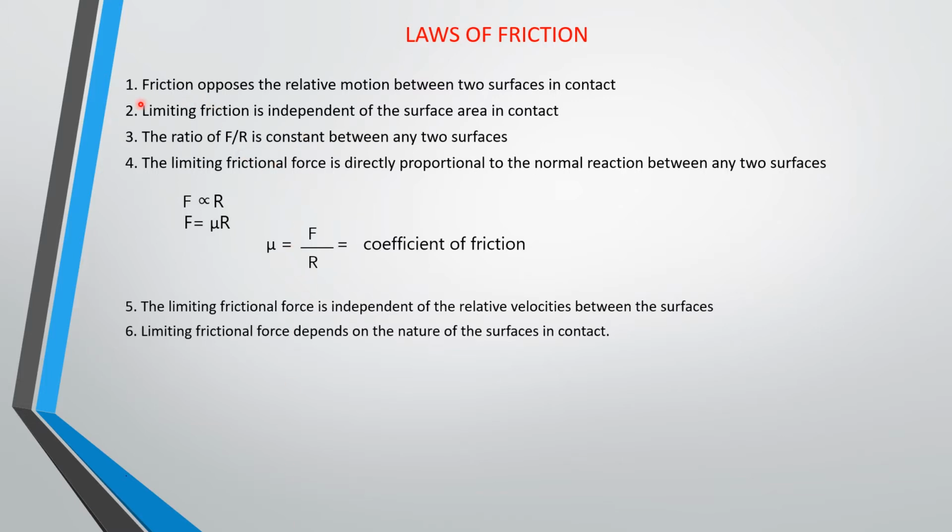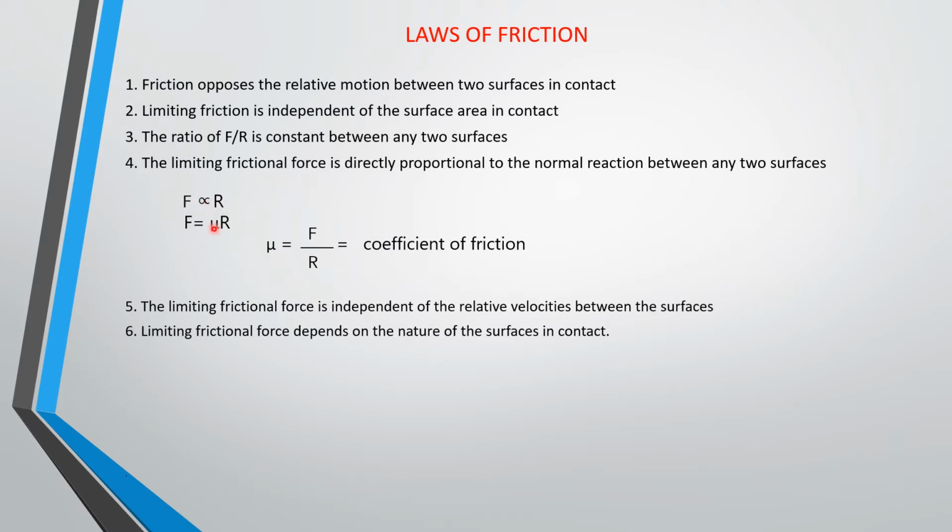These are the laws of friction. Friction opposes the relative motion between two surfaces in contact, right? The second one says that limited friction is independent of the surface area in contact. The ratio of the frictional force and the normal reaction is constant between any two surfaces. Now, the limited frictional force is directly proportional to the normal reaction between any two surfaces, and mathematically stated, F is directly proportional to R, which is the normal reaction.